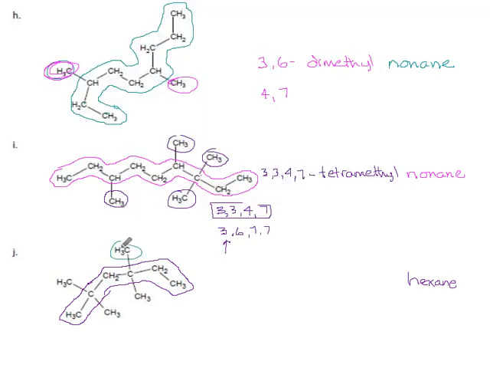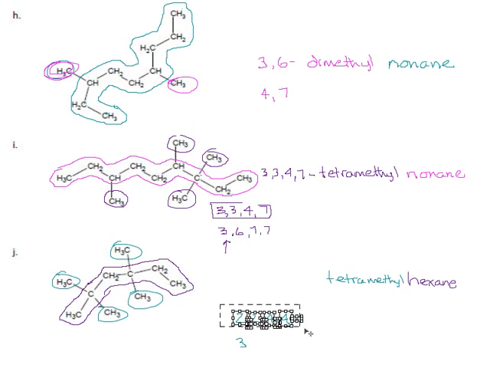What's attached to it? 1, 2, 3, 4 methyls again, so again tetramethyl. And where are they? 2, 2, 4, 4. If we count from the left, it's 2, 2, 4, 4. If we count from the right, 1, 2, 3, instantly loses. That's a higher number than this, so 2, 2, 4, 4 is correct. 2, 2, 4, 4 tetramethylhexane.